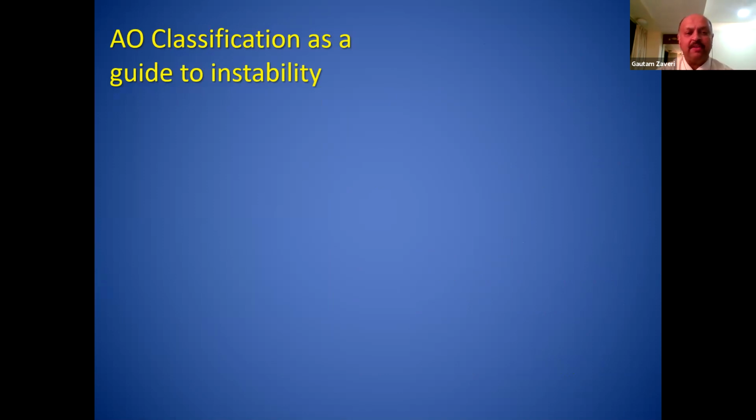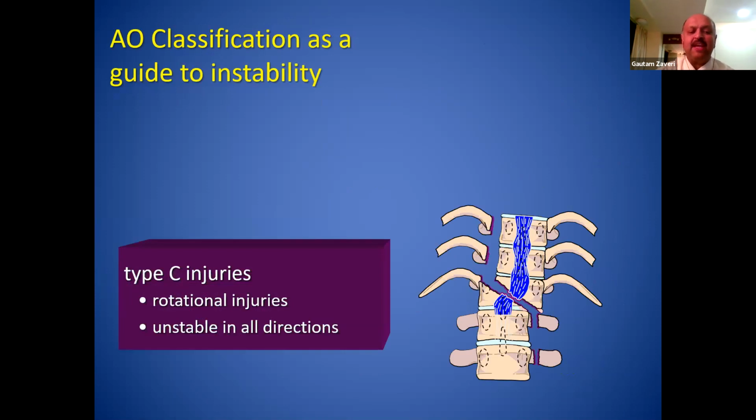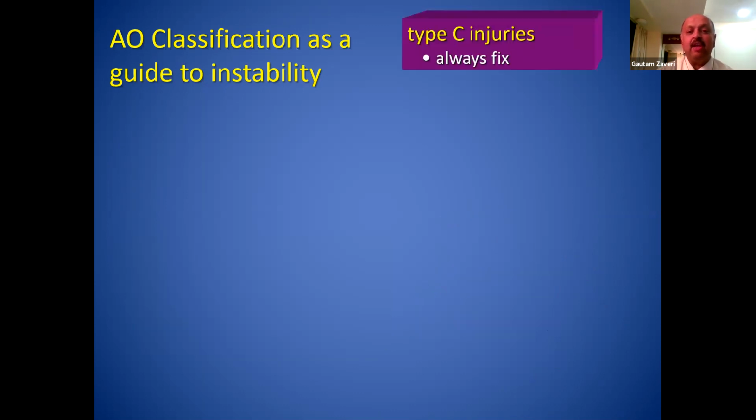The AO classification and the most modern classifications like the TLICS classification are based on the two-column classification of Holdsworth of instability. The AO classification says that type C injuries are rotational injuries. The anterior column is ruptured, the posterior column is ruptured, and it is unstable in all directions. So this is a highly unstable injury. You must always operate on these type C injuries.